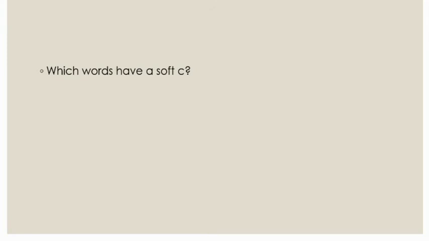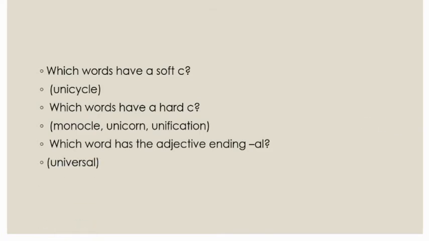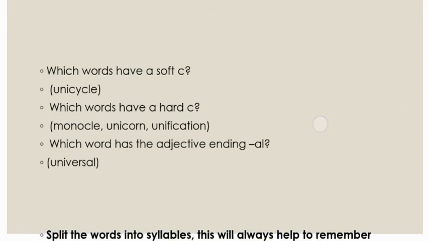All right, now I have a couple of questions for you. Which words have a soft C? Unicycle has a soft C. And which words have a hard C? Can you think of any? Or can you find out? Monocle, unicorn, unification, these are all words that have a hard C. Which word has the adjective ending AL? Universal. It changes the noun universe into an adjective universal by adding the suffix AL.